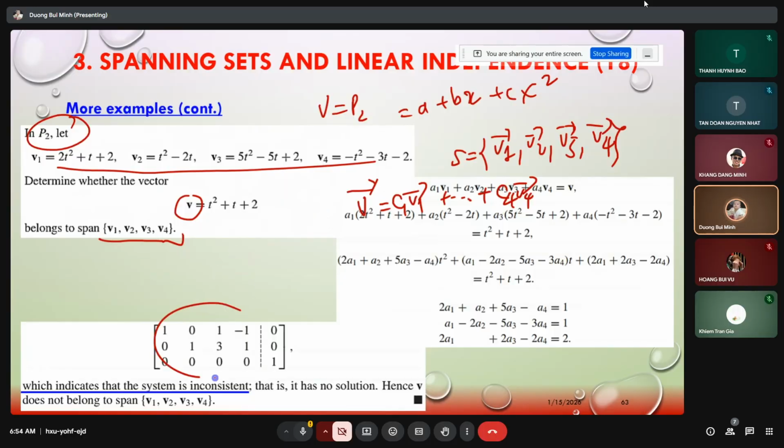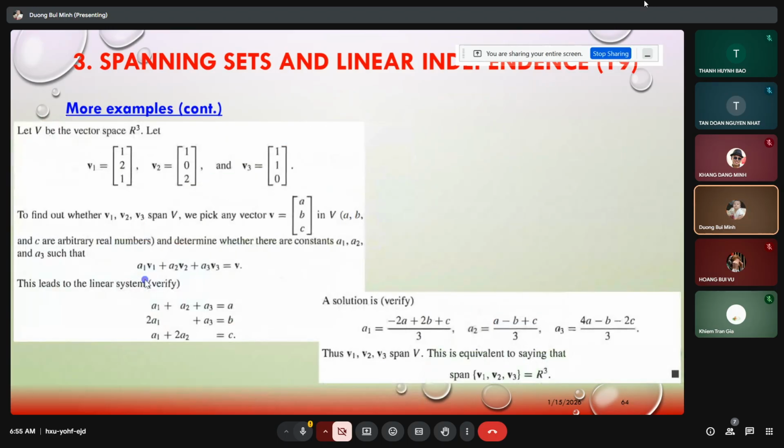Again, look at this one. This is not a square matrix, right? So we cannot use the determinant to demonstrate whether we have a solution or not. So we need to use Gaussian elimination. After that, you can see this one is inconsistent because it equals 1. So we conclude that v does not belong to the span of S.